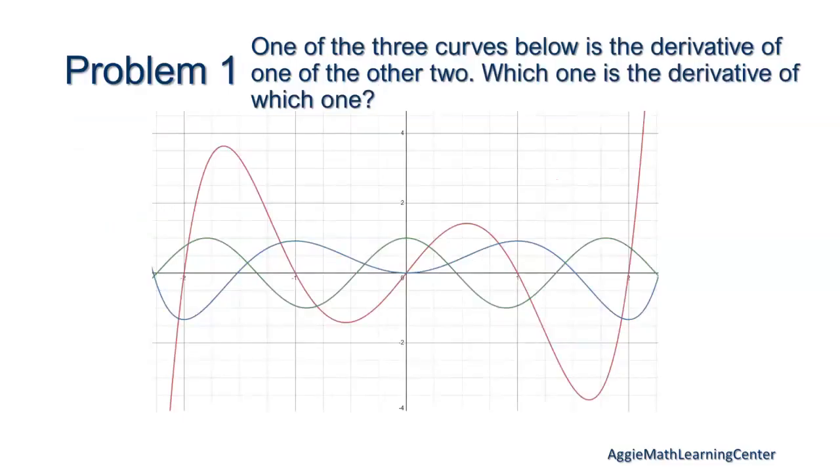Alright, so in this first problem, it says one of 3 curves below is the derivative of one of the other two. Which one is the derivative of which one? Do you guys want to guess?